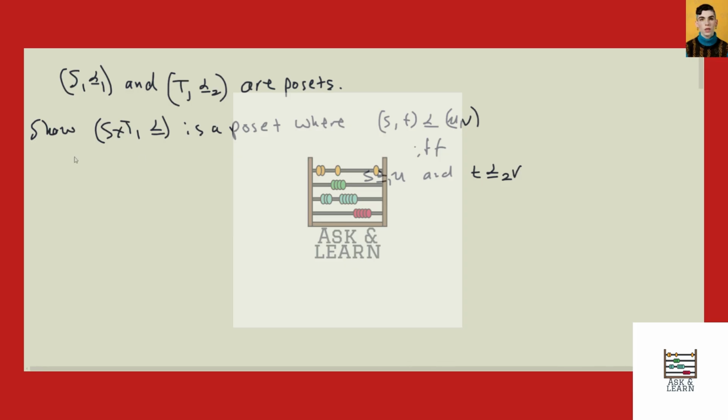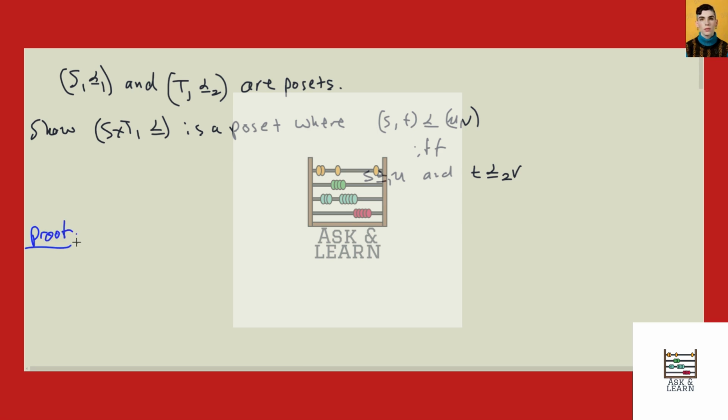So they want us to assume that S with this ordering and T with this second ordering are posets. And now they want us to show that the Cartesian product S cross T with this ordering, where (s, t) is less than or equal to (u, v) if and only if s is less than or equal to u with the first ordering and t is less than or equal to v with the second ordering, is a poset. All right, so let's go ahead and start our proof.